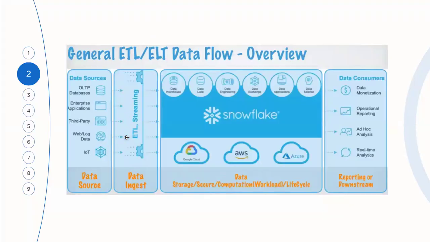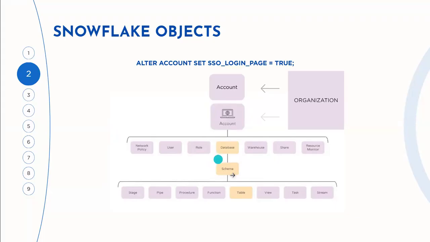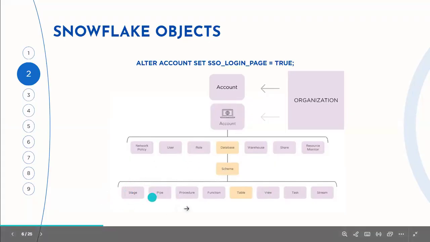We all know traditional databases have tables, views, materialized views, procedures, and functions. Along with that, Snowflake has objects called stage, pipe, task, and stream. These are used for ELT processing. So these are all the Snowflake objects we have.